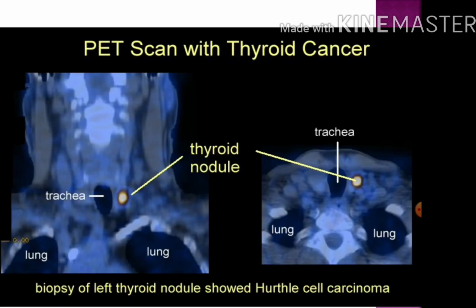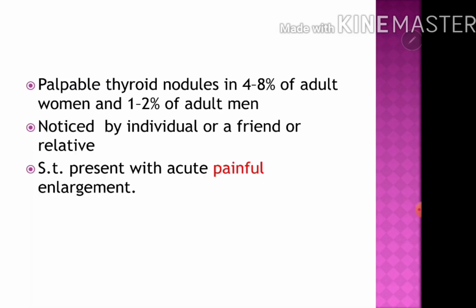Okay, this is the PET scan, positron emission tomography scan, which is important in staging of malignancies and for follow-up of malignancy for any metastasis. And as we can see, this is the trachea and this is the thyroid nodule, meaning that there is invasion of the thyroid gland, maybe primary or maybe secondary from another tumor. And after we take a biopsy from this nodule, the biopsy shows that this is Hürthle cell carcinoma, which is a type of thyroid cancer.